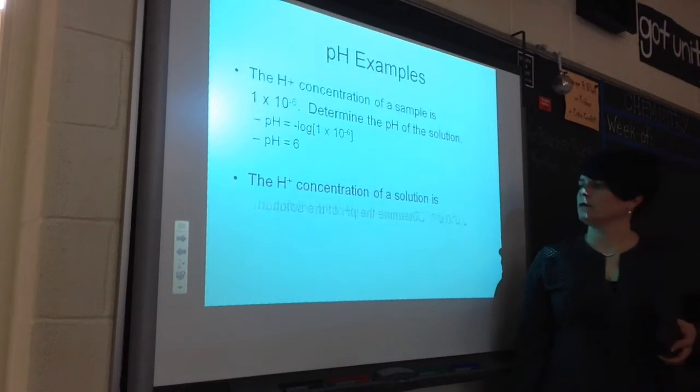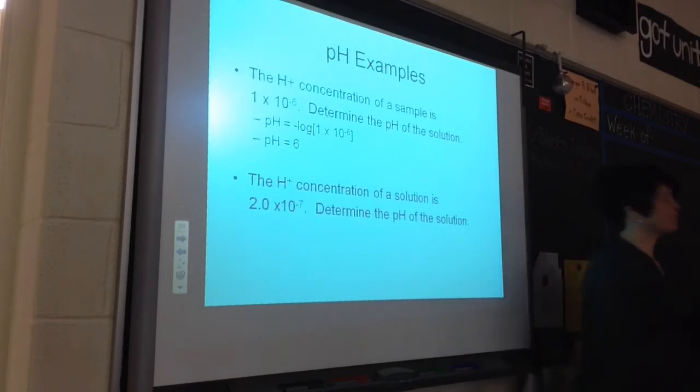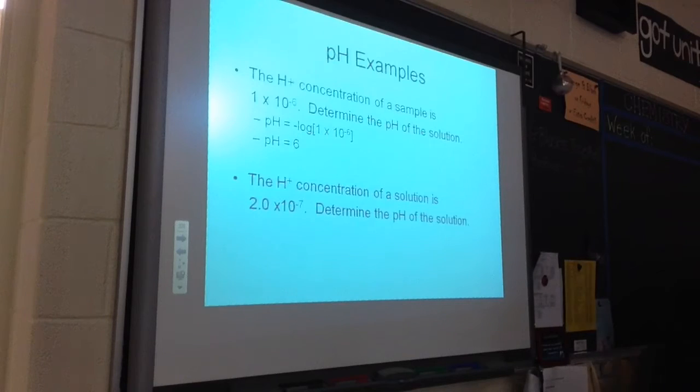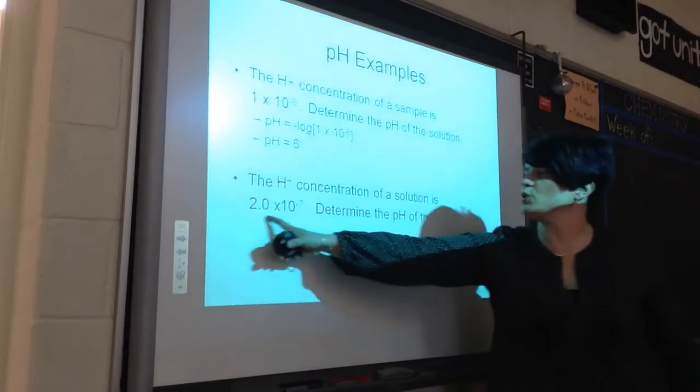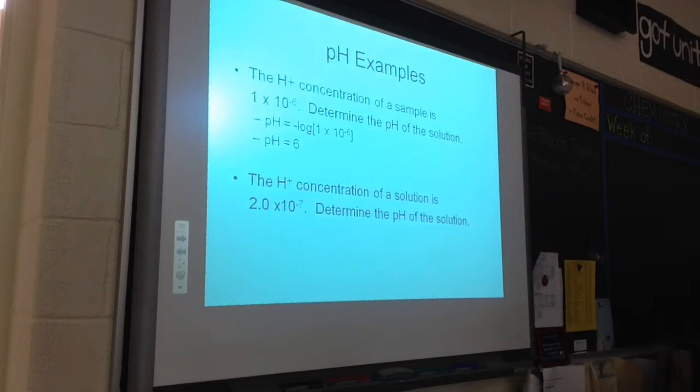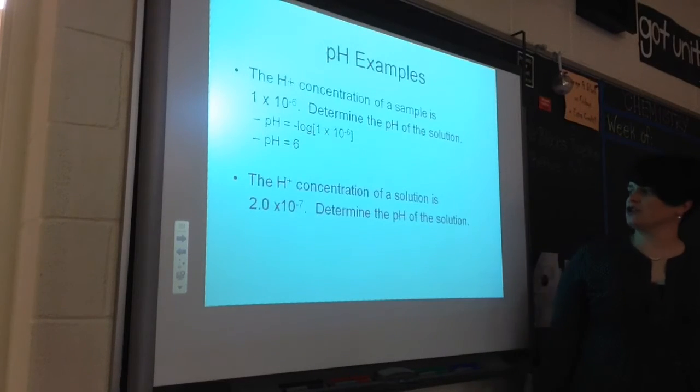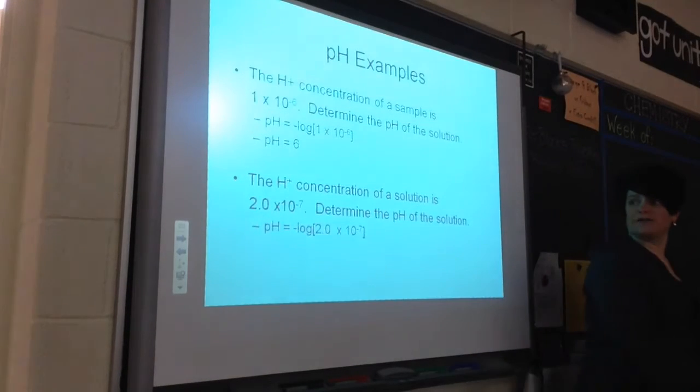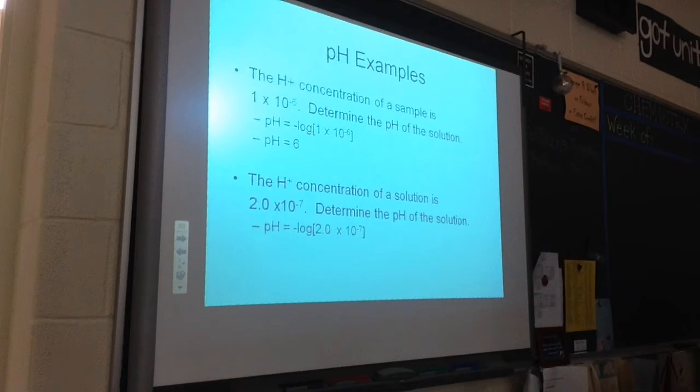Now, let's look at another one. Okay? The hydrogen ion concentration of a solution is 2 times 10 to the negative 7. Find the pH of the solution, so negative log of 2.0 times 10 to the negative 7. Do it.